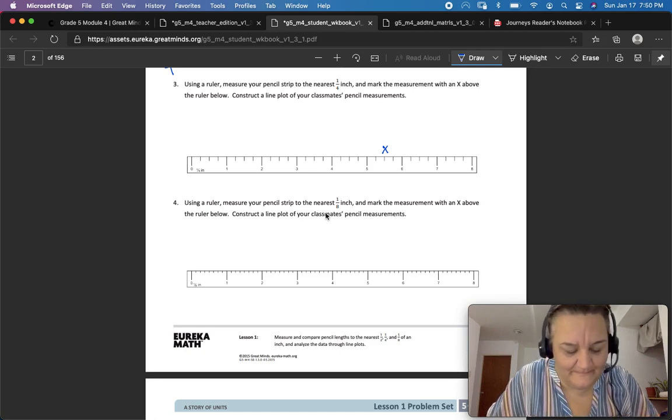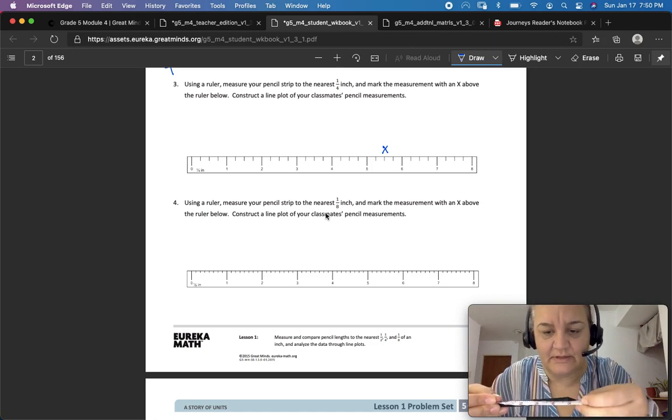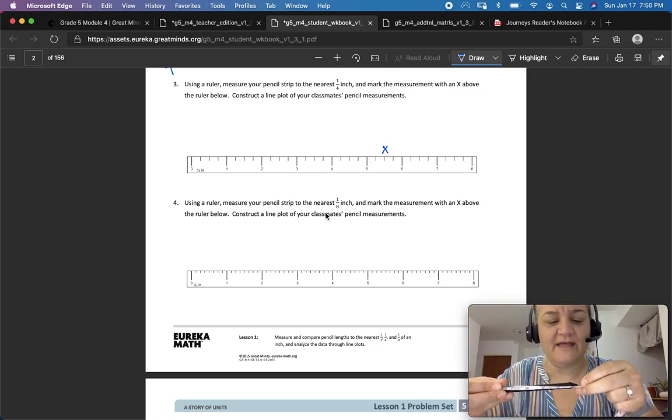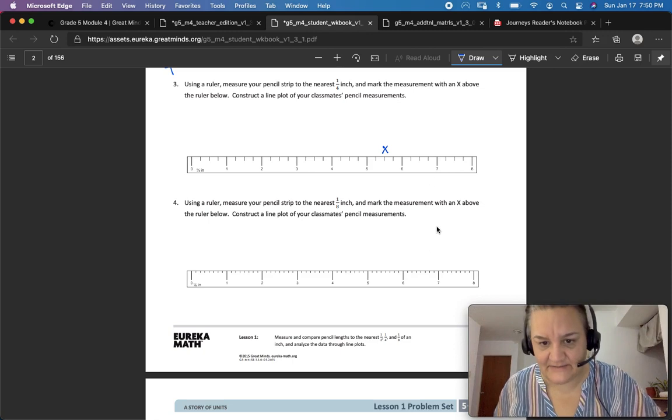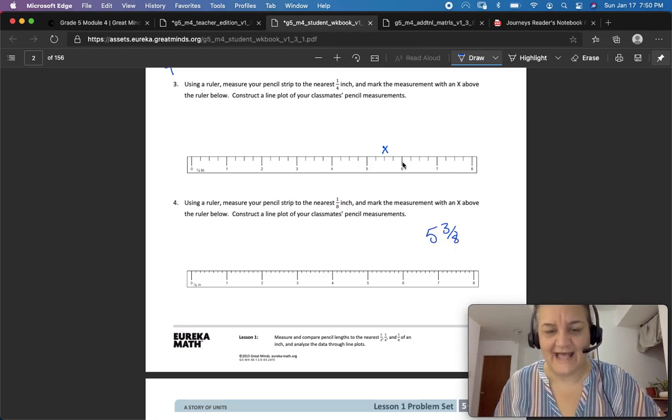Okay, well, actually, I think it is a little bit closer to, if you can see that there, 5.5 would be there, 5 1/4 would be there. It might actually be closer to 5 3/8. So 5 3/8 is what my pencil is. When it asked me to mark it to the nearest 1/4, I still had 5.5 because remember, 1/2 equals 2/4.